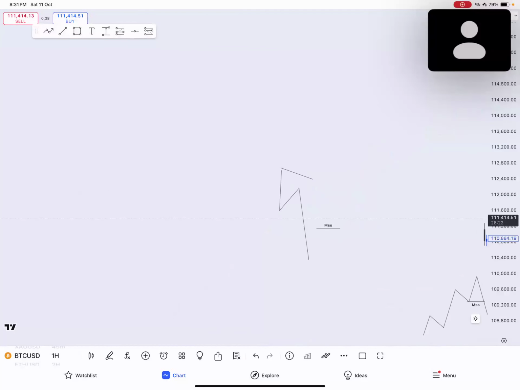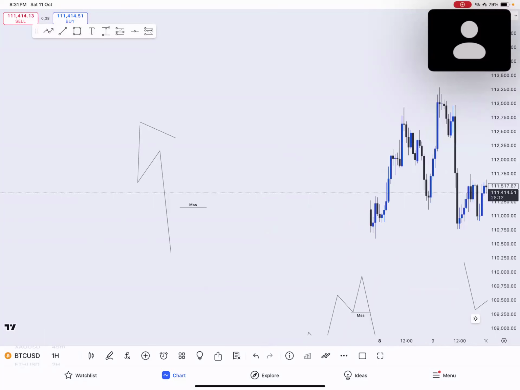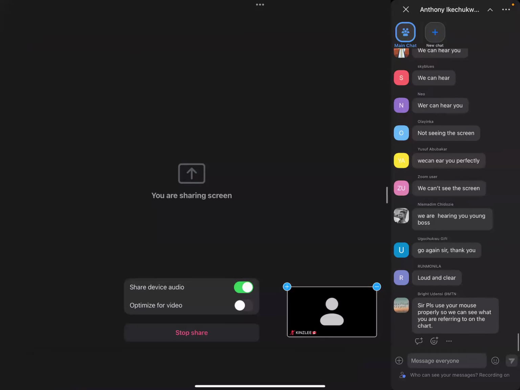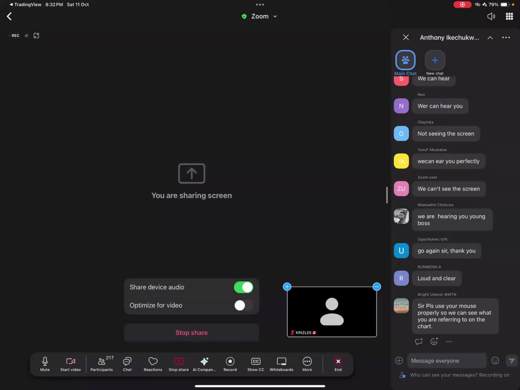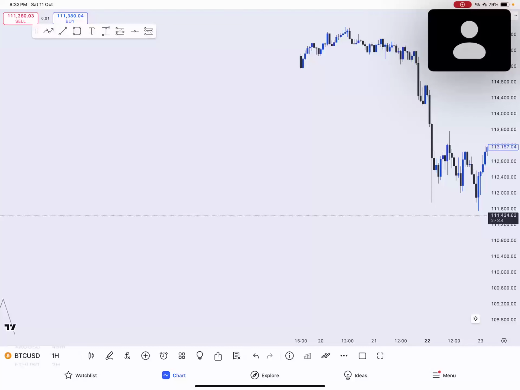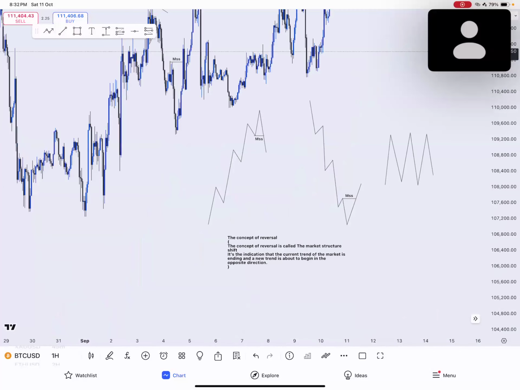Good. So that is what market structure is. Now that we are done with the concept of reversals, we can now move on to the concept of continuations. Now, what do I mean by the concept of continuations? When someone says you should continue something, it means that the previous thing you were doing before, they would want you to still stick to that thing. That is what continuation means. It means proceed with the previous thing you were doing before.